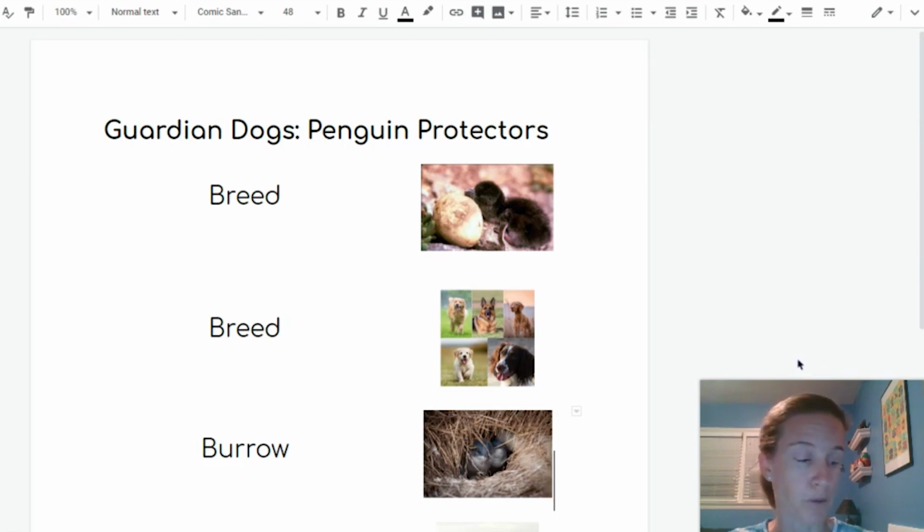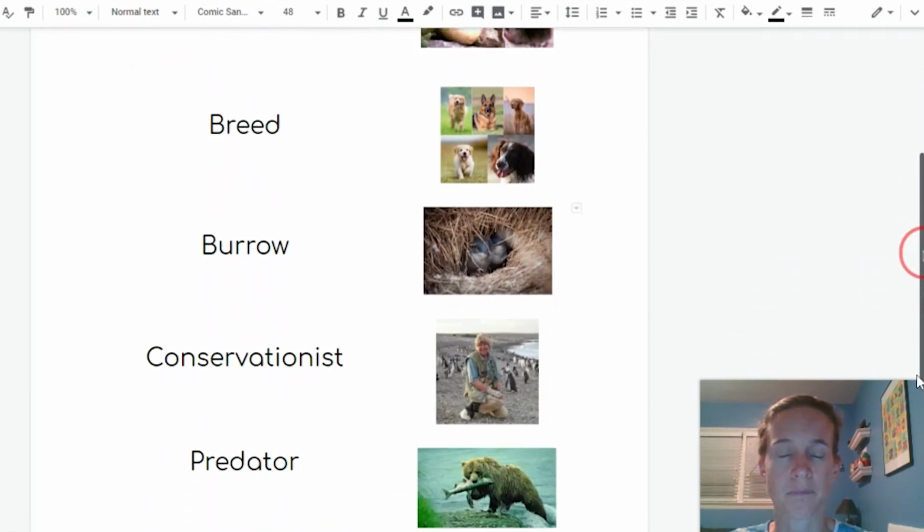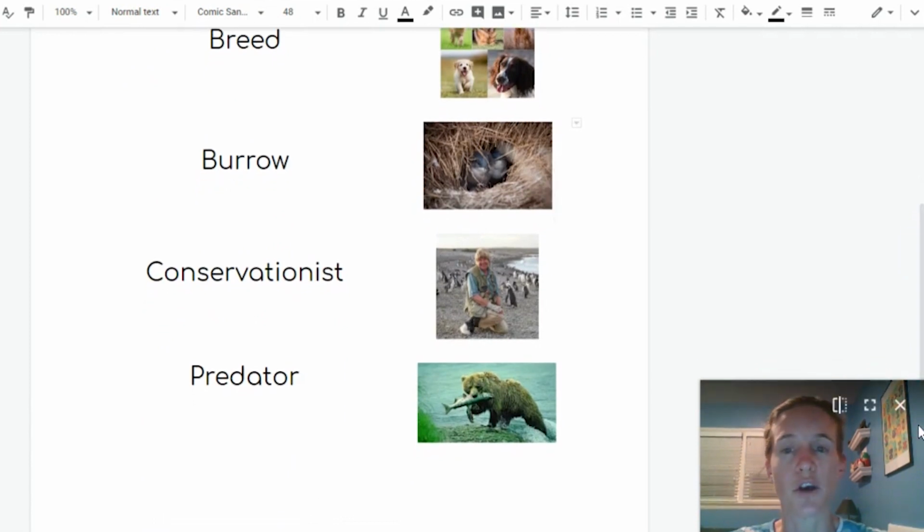The next word is burrow. A burrow is an underground home that is dug by an animal. You can see the little penguins and their burrow in the picture. We'll also need to know what a conservationist is. Conservationists are people who work to protect plants, animals, and natural resources in our environment. Finally, we'll need to know what a predator is. Predators are animals that hunt and eat other animals.